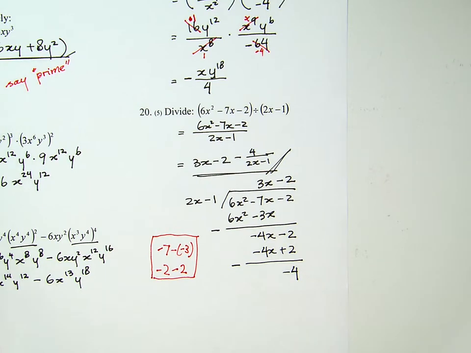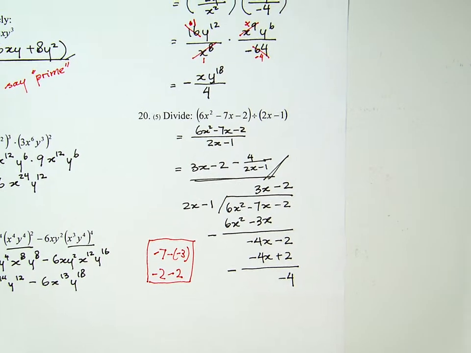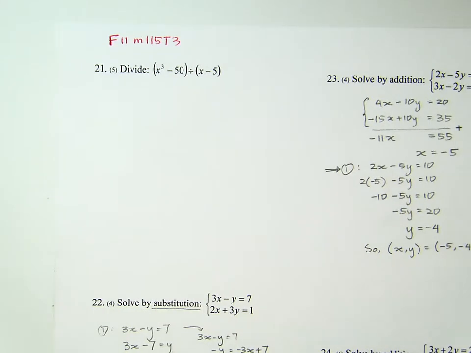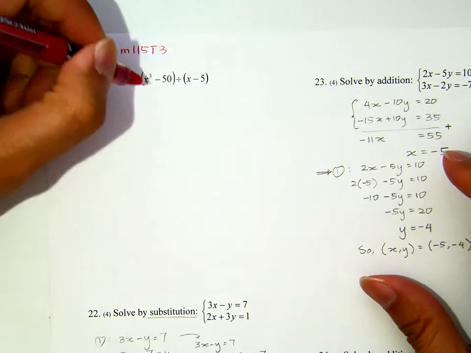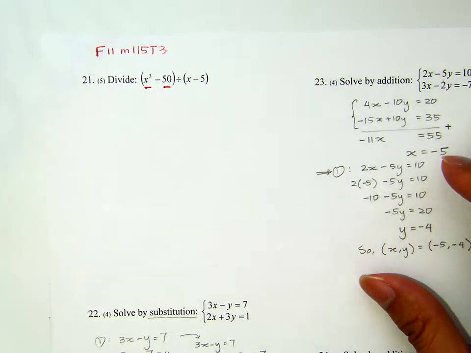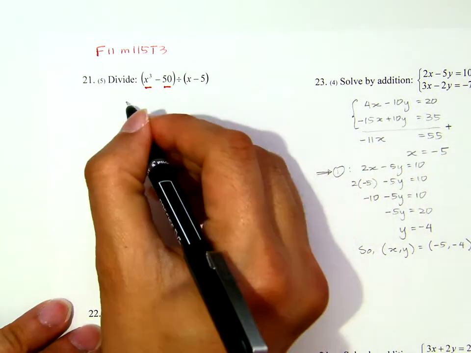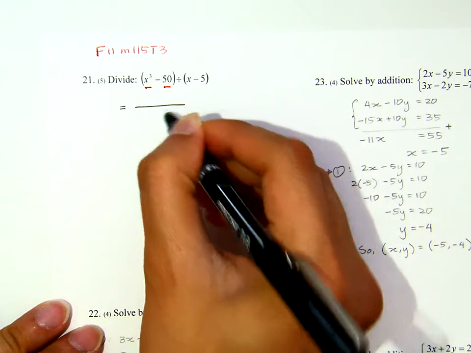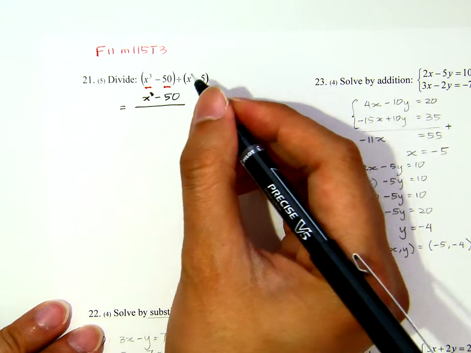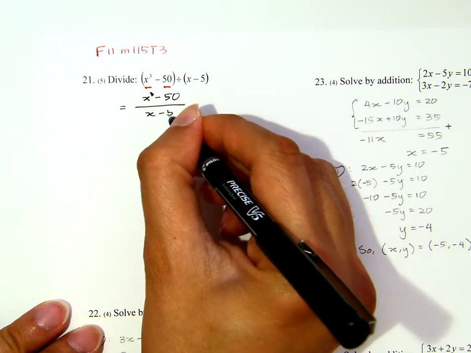Let's continue to number 21. Number 21, divide this binomial by that binomial. Now you see the problem in this question is you have x to the third, and all of a sudden it jumped to a much lower degree, and in fact that's a constant. Now let me rewrite it using the fractional notation first. X cubed minus 50 divided by x minus 5.